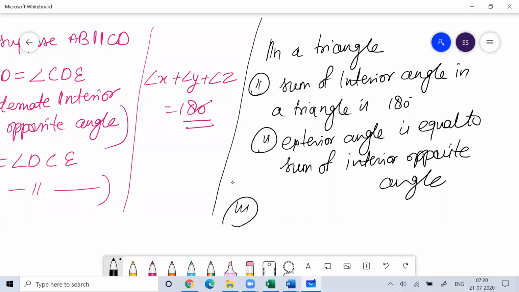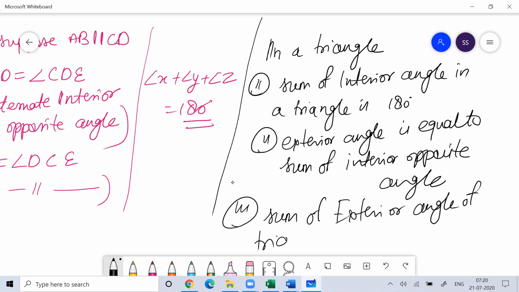And the third property you should know is that the sum of the exterior angles of a triangle is equal to 360 degrees. So these three points you should always keep in your mind.